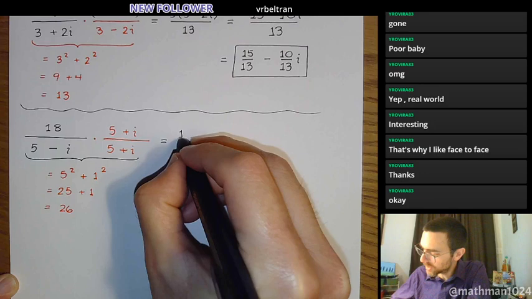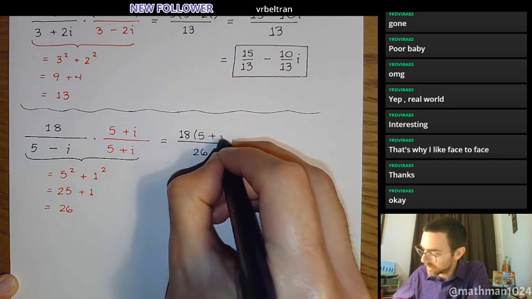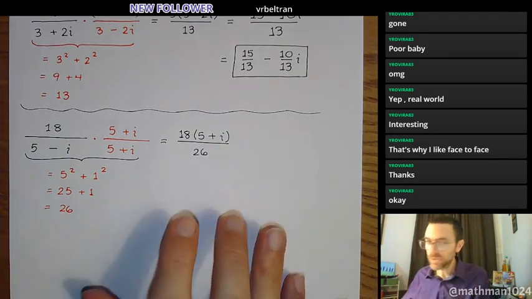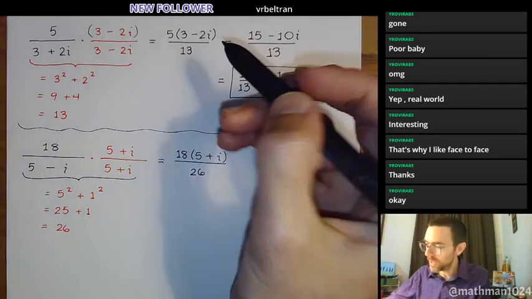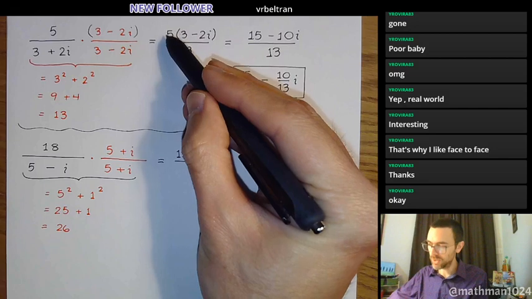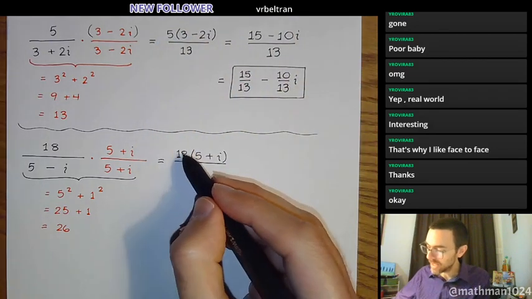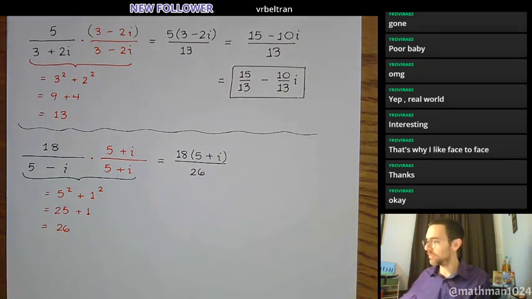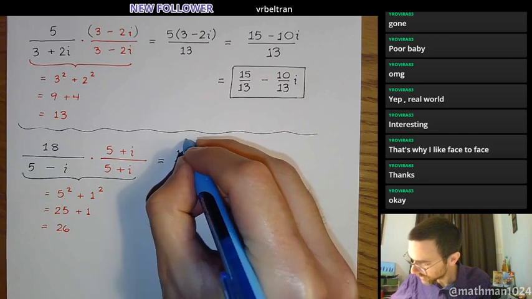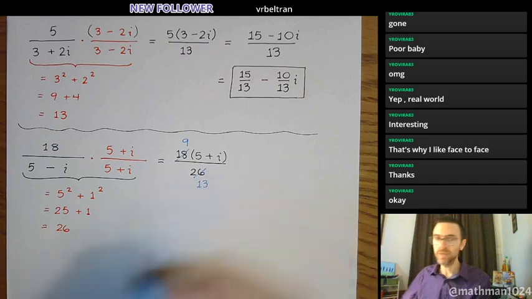And let's do this just like we did the first problem. Keep the 18 factored out in front. And before you distribute, see if you can reduce anything. See, above, we had 5 and 13, and these guys didn't have any common factors. So we could just distribute the 5 and then separate to get our nice numbers. Here, 18 and 26 do have a common factor. They have a common factor of 2, so I can reduce. This becomes 9, and this becomes 13.